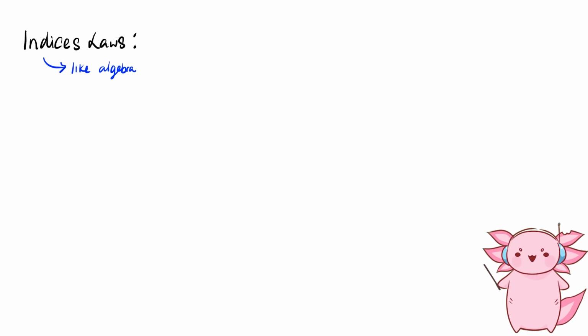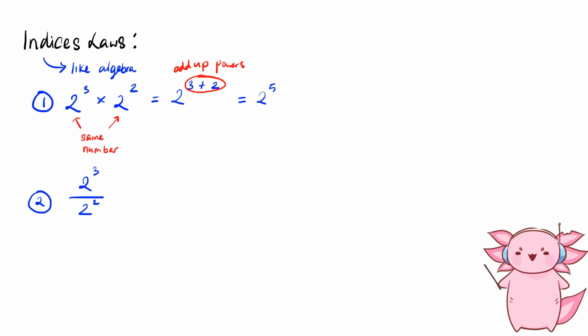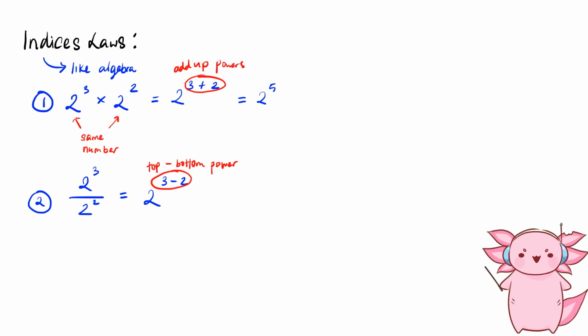Just like algebra, there's a few indices rules that you have to remember. When dealing with two numbers multiplied together, we add up the power. So this becomes 2 to the power of 3 plus 2, which is 2 to the power of 5. When dividing, we minus the power, so this becomes 2 to the power of 3 minus 2, which is 2 to the power of 1.